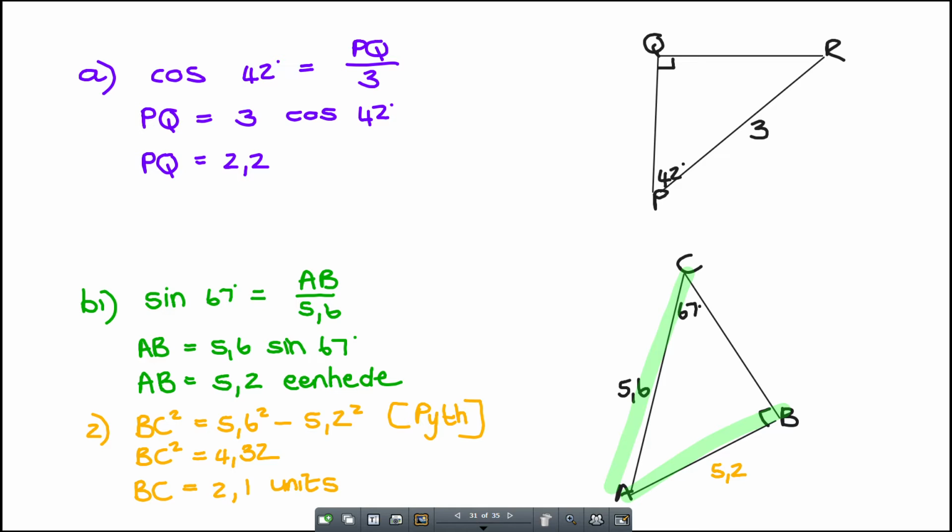Ander opsie, as jy nie Pythagoras gebruik het nie, is, omdat ek weet hierdie is 90 en daai 67, dan kon ek gaan uitwerk het wat hierdie hoekie is. Nee. And then, if I work from that angle, I can say I have hypotenuse and I want the opposite side, so I'm going to use sine of that angle. Nee. En jy gaan presies dieselfde antwoord kry.